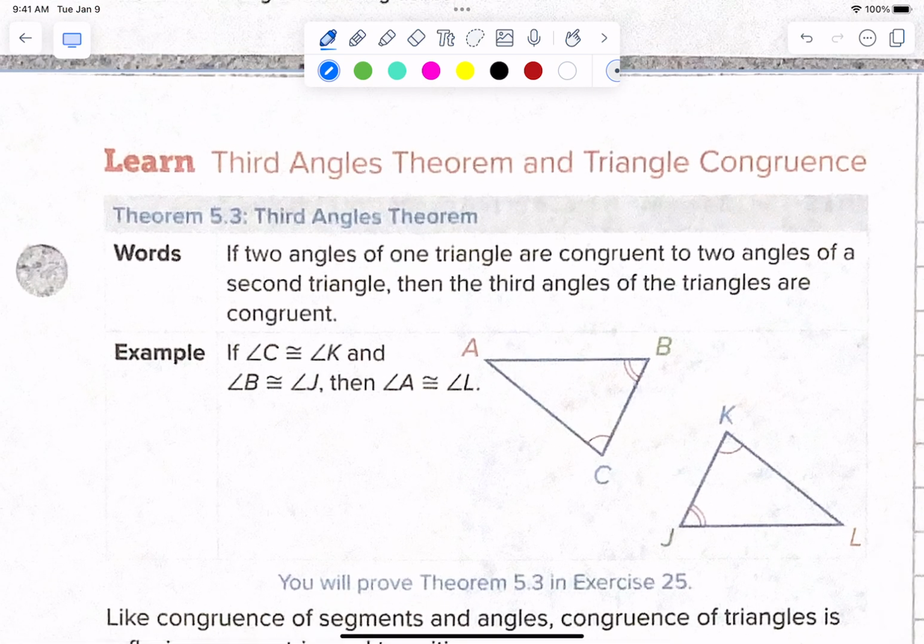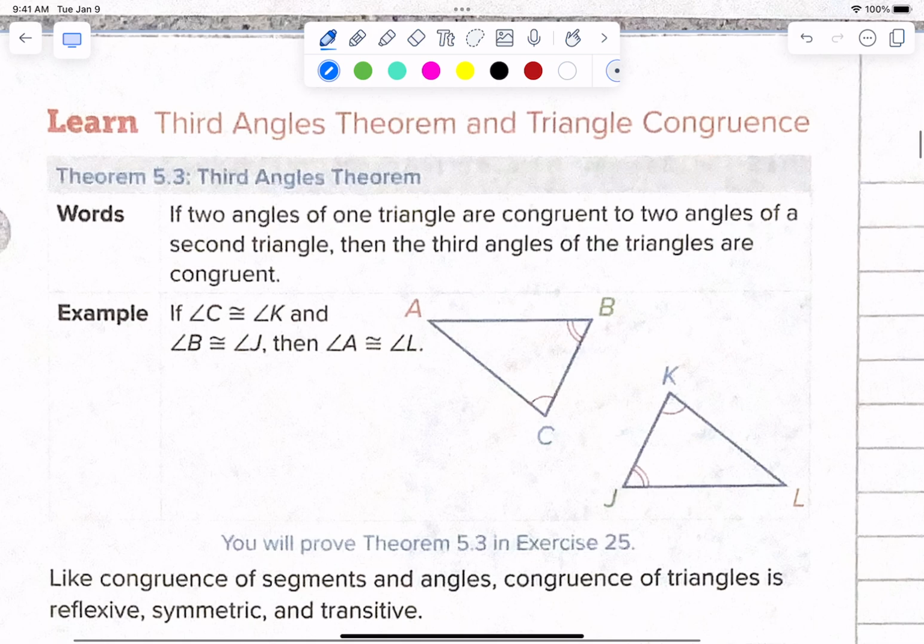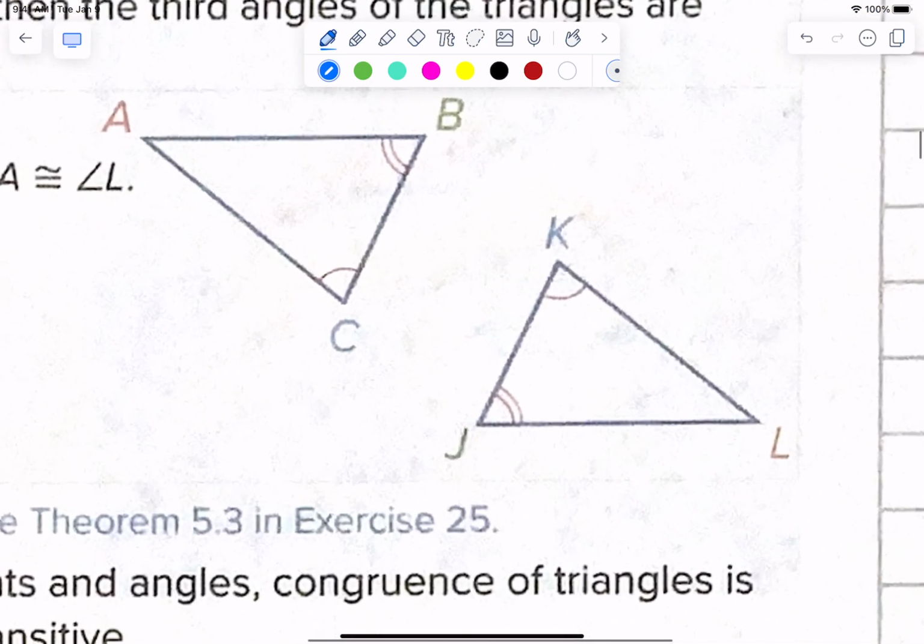Do you guys remember when we did theorem sheets? Like a while back where we wrote all the stuff down? Eventually maybe I'll bring it out tomorrow. We'll write this third angles theorem down on a theorem sheet because it's kind of important. But ready for this, okay? Remington, are you listening?